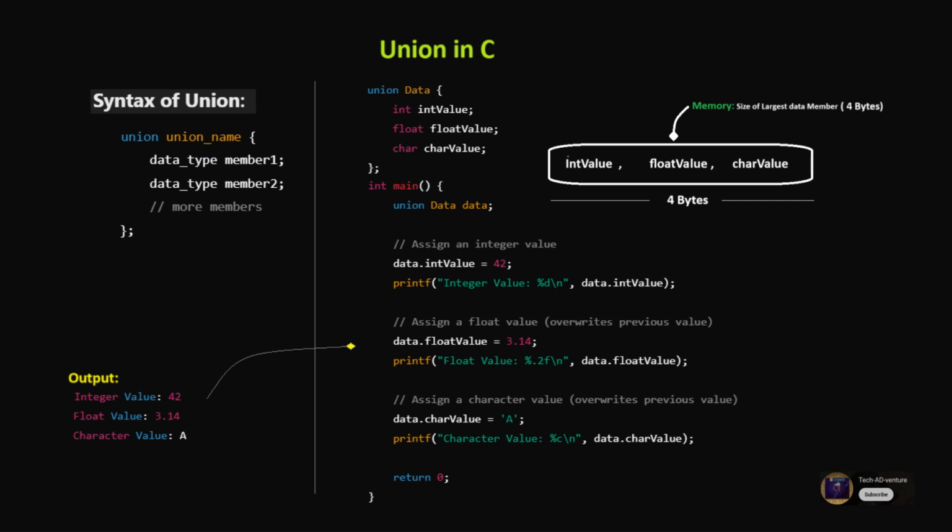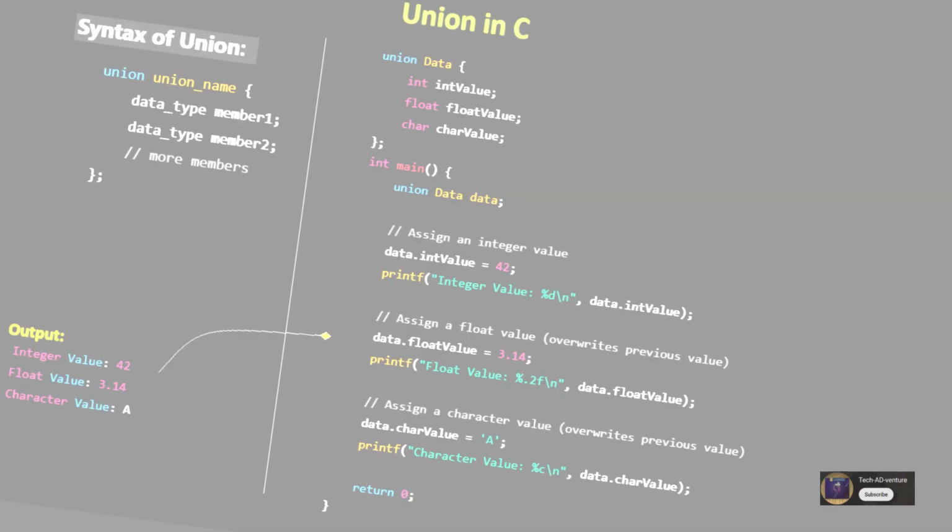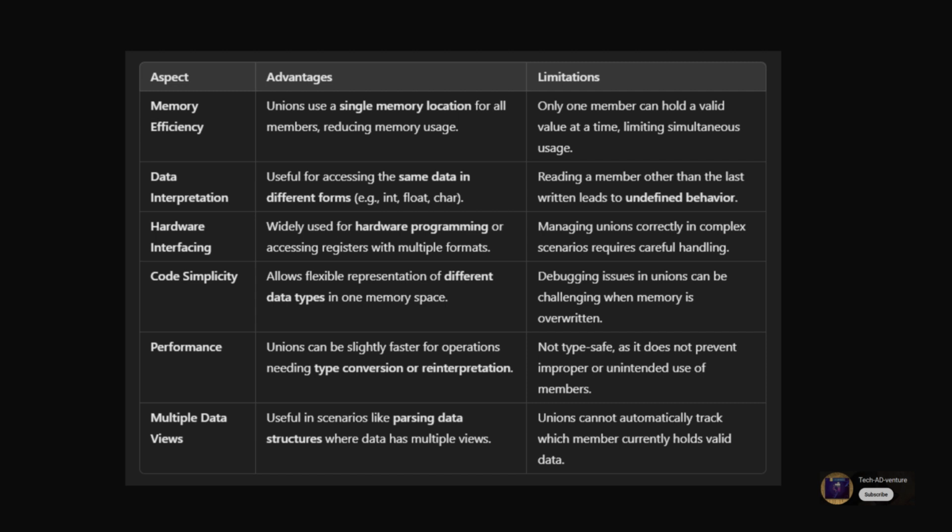If you assign values to different members after initialization, the last assignment will overwrite the shared memory and impact the other members. Accessing a union member other than the most recently assigned one leads to undefined behavior. The data will be inconsistent. Unions are great for saving memory and handling hardware-level programming. However, they come with limitations, such as the inability to store multiple values simultaneously and the risk of undefined behavior if accessed incorrectly. Here's a clear table explaining the advantages and limitations of using unions in C.